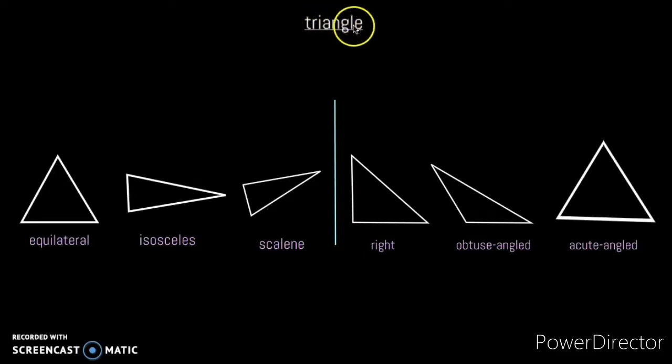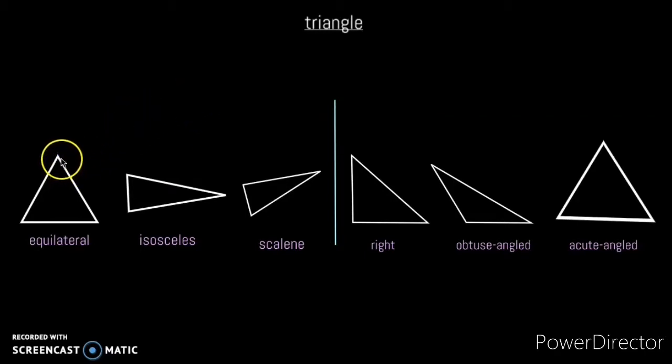What is a triangle? A triangle is a three-sided polygon, which means it has three sides, it has three angles, and most importantly, it's closed. Closed means it doesn't leave any open ends. There are many types of triangles, and I'll go through each and every one of them. I've divided them based on their sides and based on their angles. So let's start with the sides.